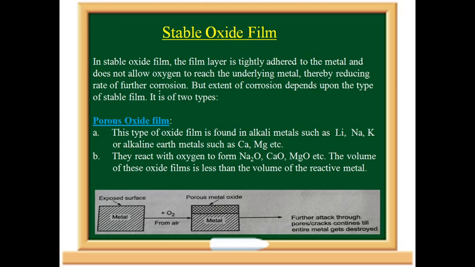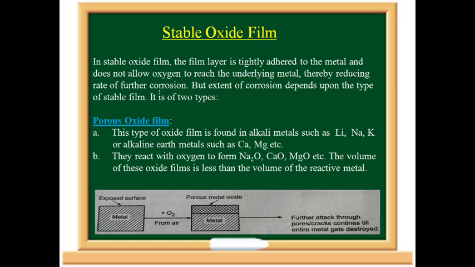What happens is that the metal oxide formed on the metallic surface has a volume that is less than the volume of the metal surface. Do you understand? The volume of this oxide layer formed on the metal surface is less than the volume of the reactive metal, because of which pores are developed on this layer. When these pores are developed, what happens? Pores means voids. These voids will allow further access of oxygen to the inner part of the metal.